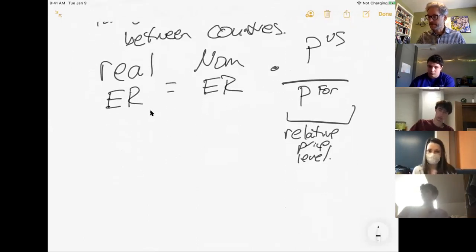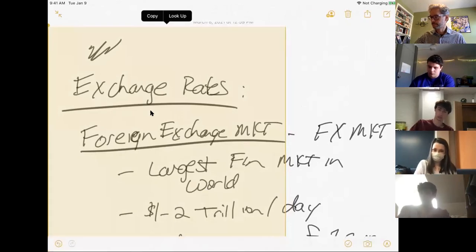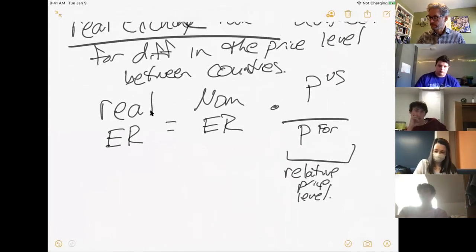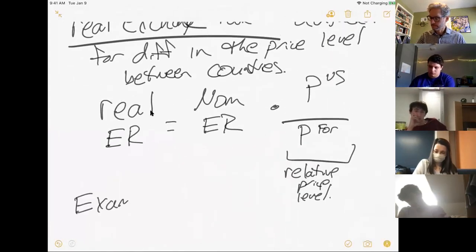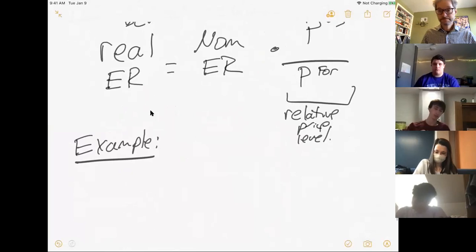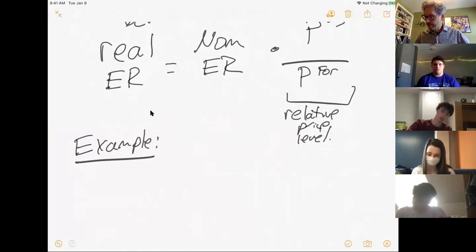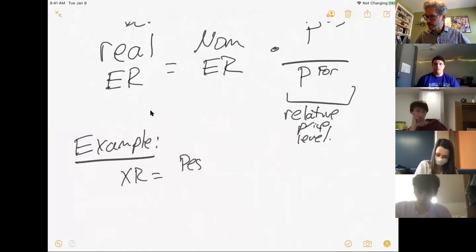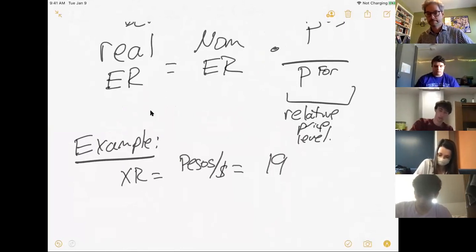Okay, so think about this example. Let's say that you're interested in the real exchange rate between the US and Mexico. And so you go out there and you find that the nominal exchange rate, meaning the number of pesos per dollar, is equal to 19. So the current exchange rate is 19 pesos per dollar.